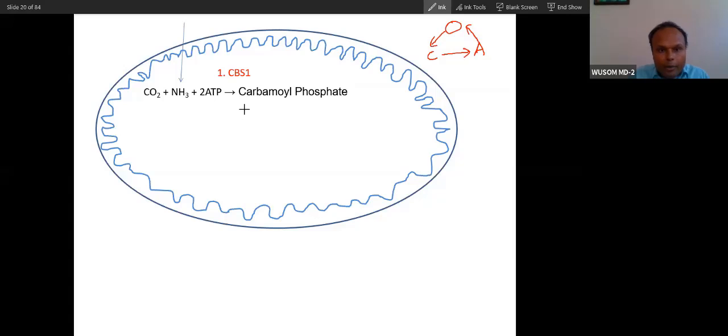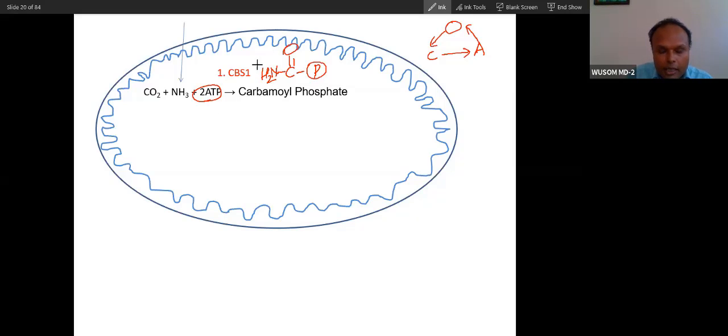Let's see. What happens first is the formation of this type of compound from NH3 and CO2. This type of compound will be formed first: NH2 with phosphate. And this requires a very high amount of ATP, 2 ATP. So this is the first reaction: synthesis of carbamoyl phosphate. Carbamoyl means carbonyl plus NH2, carbamoyl phosphate.